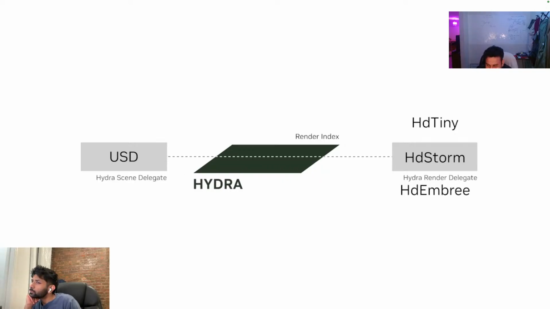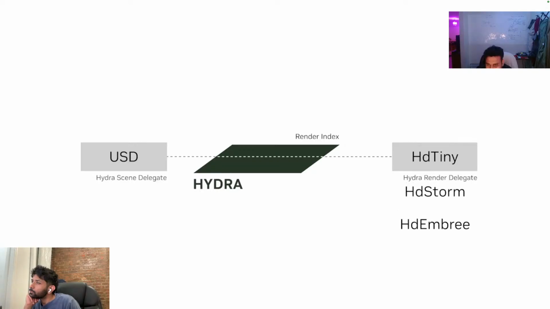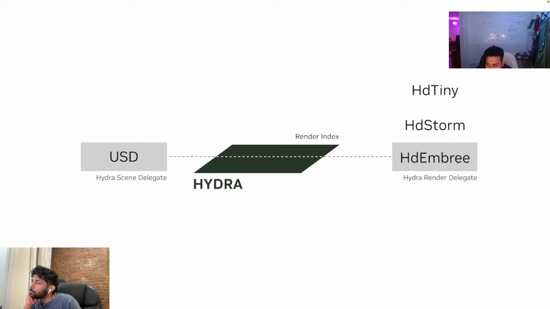OpenUSD ships with HD Storm, a real-time rasterizer render delegate with OpenGL, Metal, and Vulkan implementations. HD Storm is leveraged by USD View and many other tools. Hydra also ships with HD Tiny and HD Embree, which can be used as examples of how to implement render delegates. Understanding Hydra enables efficient and flexible rendering of complex 3D scenes.